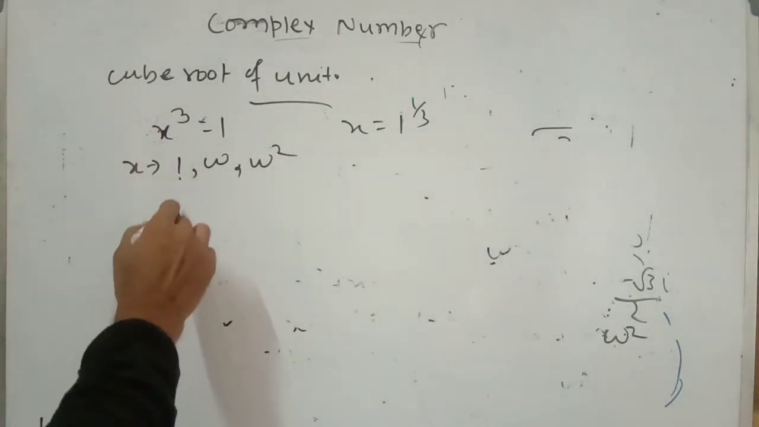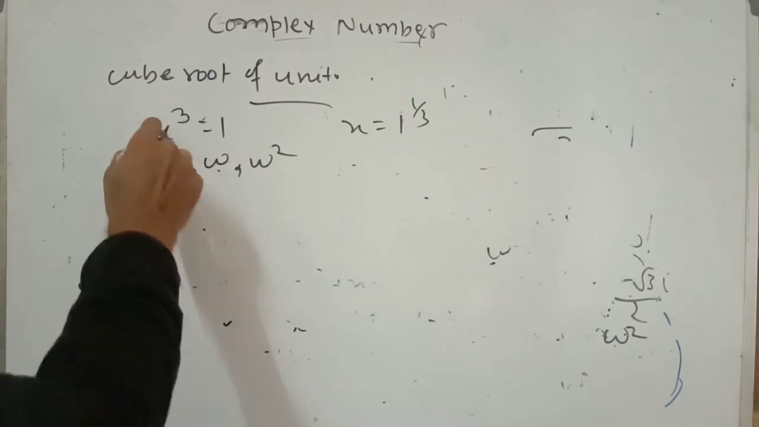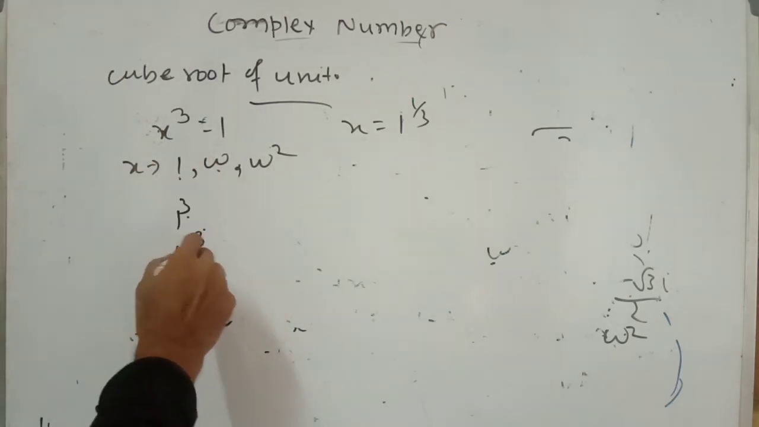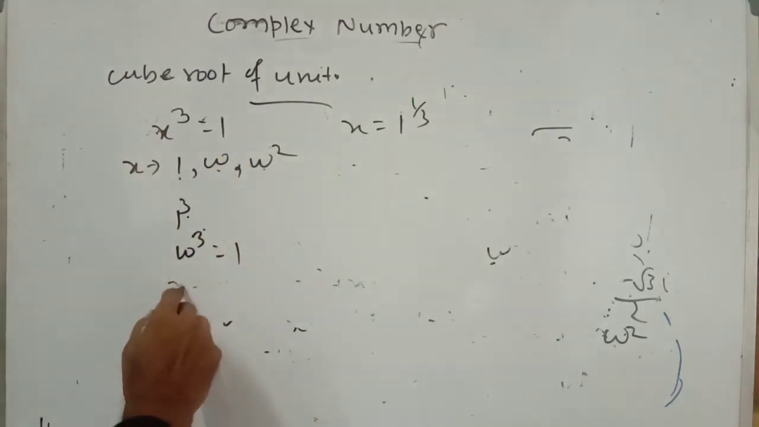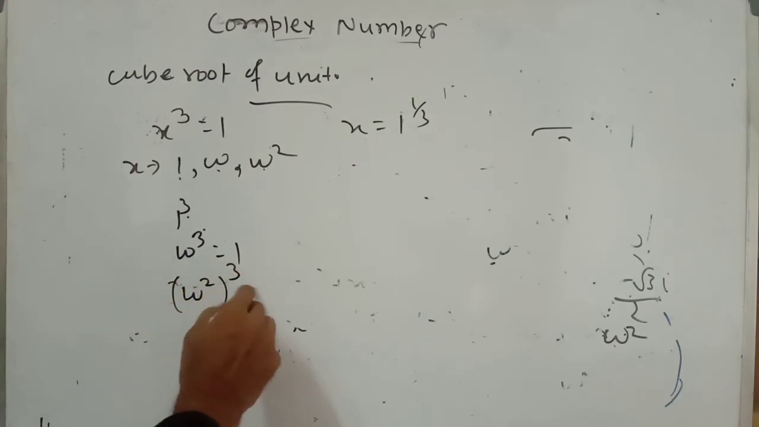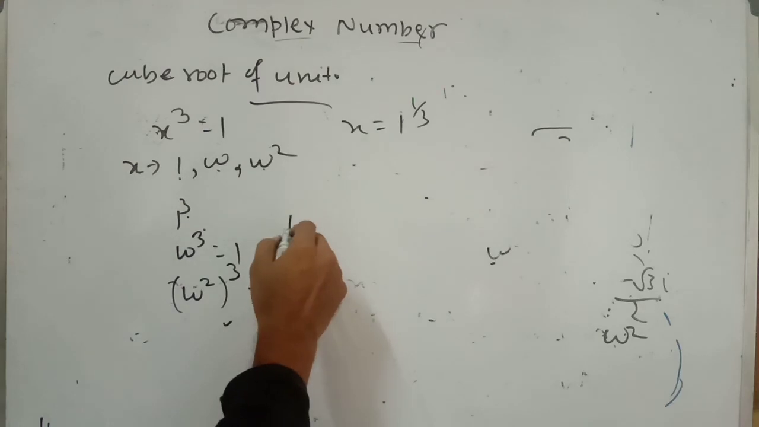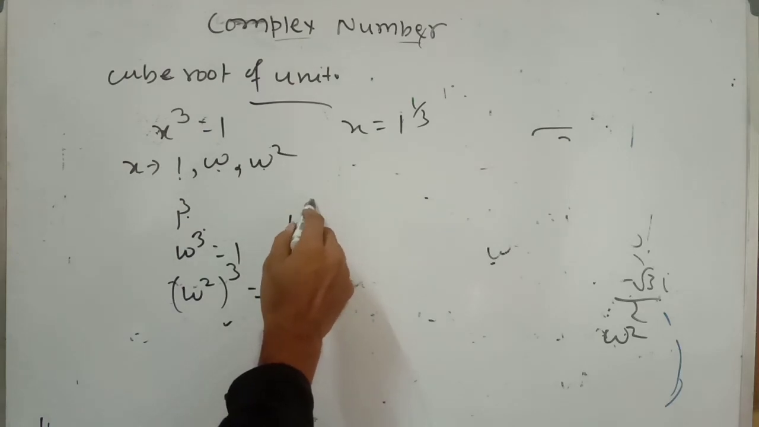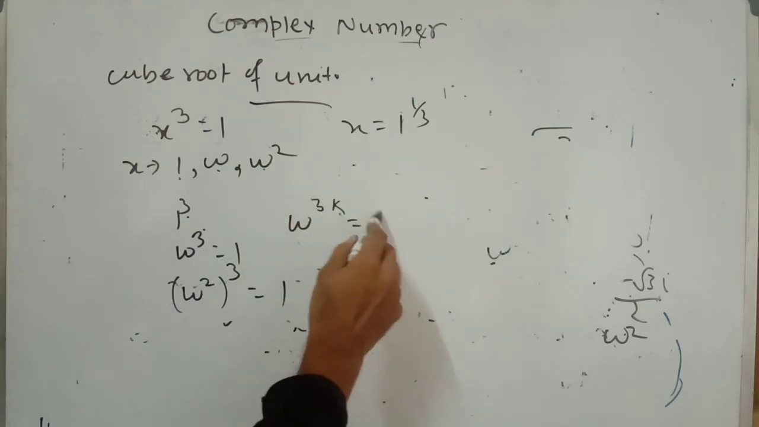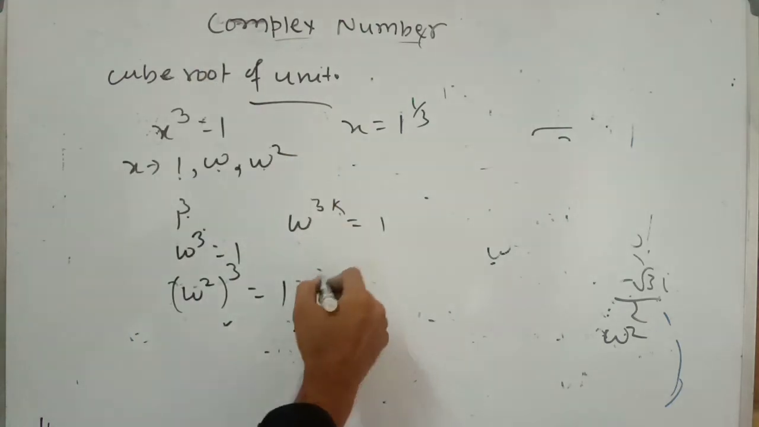That means when you put 1 here, 1 cubed becomes 1. When you put omega here, omega cubed is also 1. If you put omega square here, omega square cubed will also become 1. So there is one important thing: omega to the power of a multiple of 3 will become 1. So let me ask a question: find omega to the power 7.